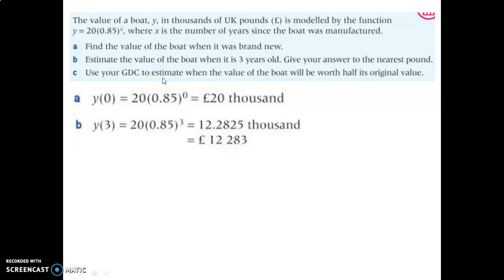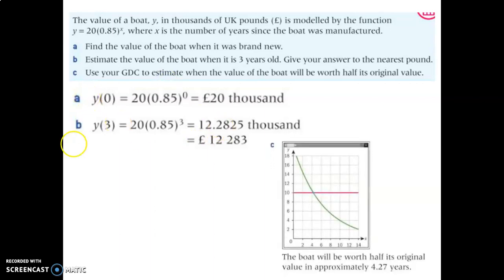Okay, C. Use your GDC to estimate when the value of the boat will be worth half its original value. So think about how you can graph that and think about what the half means. Okay, in this case, here's the graph of the function we have for the value of the boat. It's graphed here in green. And we're looking for when the boat is half its value. Well, we know the original was 20,000, so half will be 10,000. So notice a line y equals 10 is graphed here because that represents the halfway mark in its value. If you can find the intersection there, that's our answer. And here it says 4.27 years.